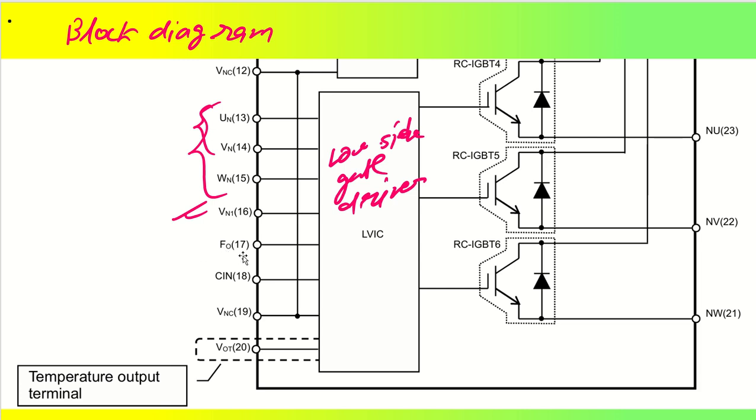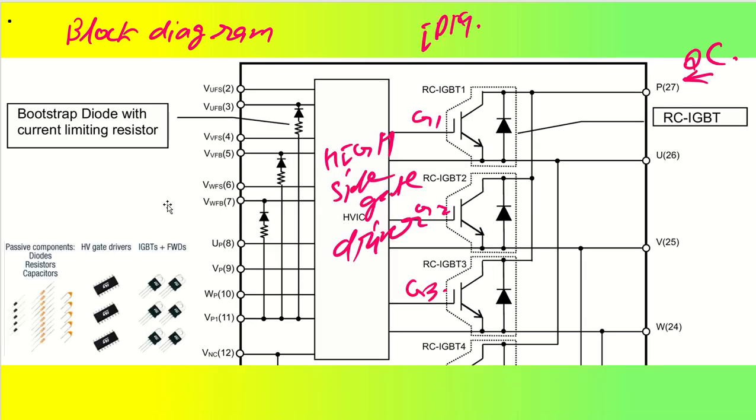It has a fault output pin, and a comparator input pin, which compares the amount of current coming into the shunt resistor, so that it can shut down the system or shut down the IPM. It has over temperature protection, and also over temperature sensing. It has inbuilt NTCs.